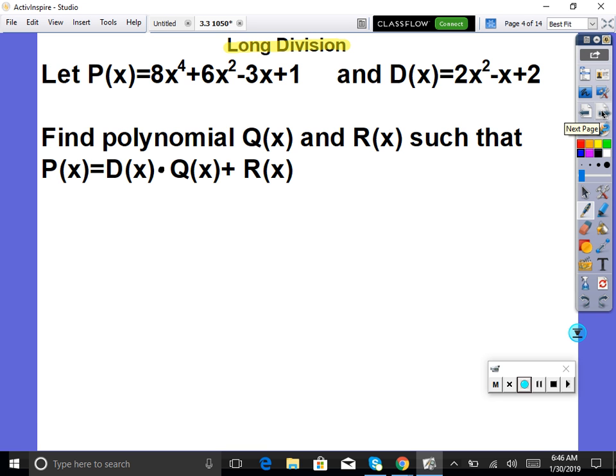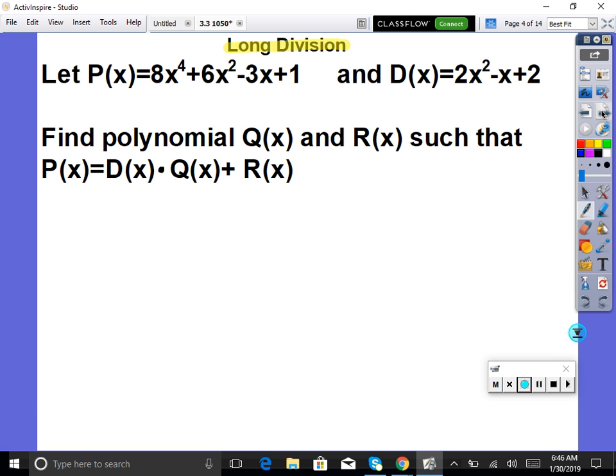Okay, so it says, let p of x be this, and d of x be this. Find polynomials q of x and r of x such that p of x equals d of x times q of x plus the remainder. So basically we need to do long division and then rewrite it in this format.